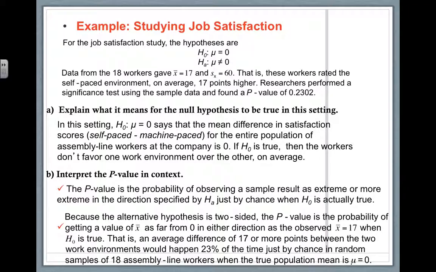So because the alternative hypothesis is two-sided, the p-value is the probability of getting a value of x bar as far from 0 in either direction as the observed x bar of 17 when the null hypothesis is true. That is, an average difference of 17 or more points between the two work environments would happen 23% of the time just by chance in random samples of 18 assembly line workers when the true population mean is 0.